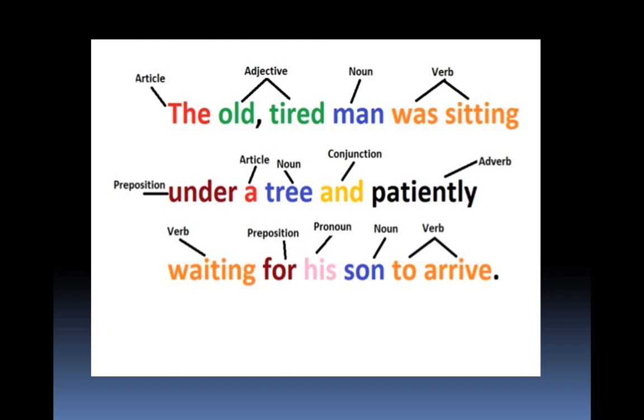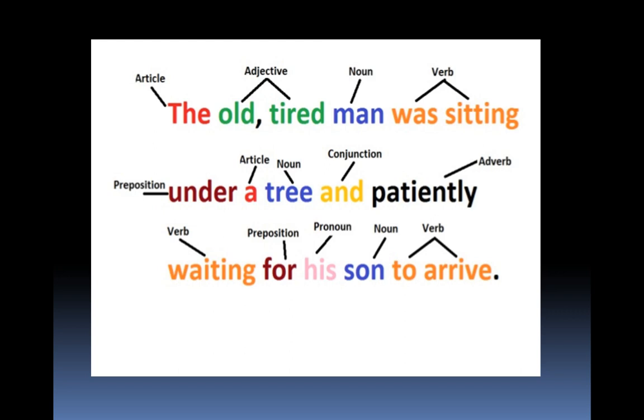All right, waiting for his son to arrive. Waiting is another action verb. Someone is doing an action, the old man is doing an action, so it is a verb. For is a preposition which is showing the relationship between the verb waiting and the old and tired man. This is also another function of a preposition, to show the relationship between the noun and the verb. So that is why it is another preposition.